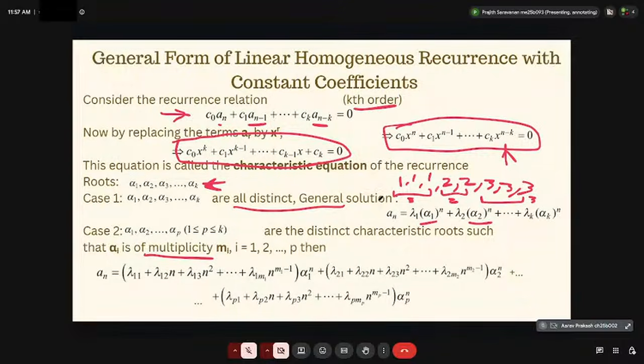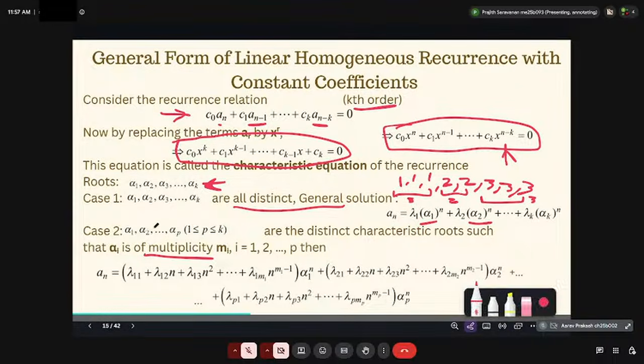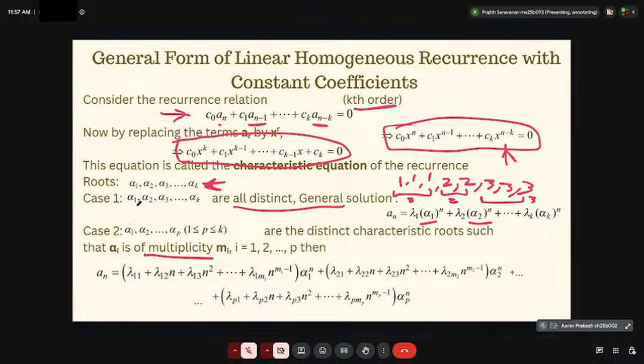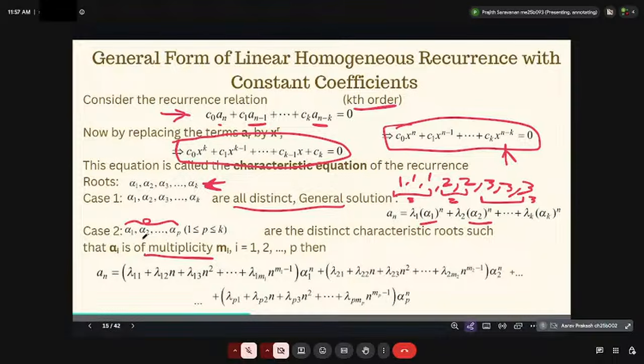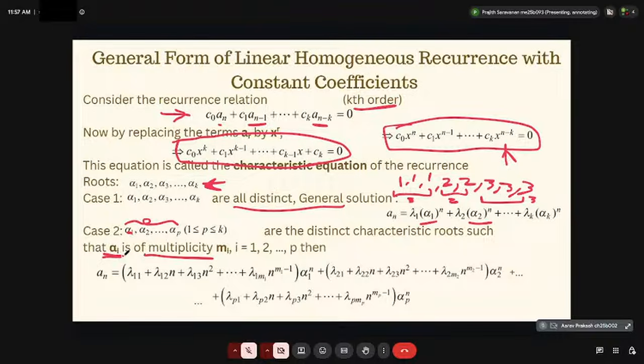So if you say the multiplicity of this root is 3, that is what is mi. Consider that instead of k distinct roots, we are having only p distinct roots. So p is a value which is less than or equal to k, and there are only p distinct roots. So there are a couple of roots which have a multiplicity of more than one, because of which we will cover all k roots. So let alpha i, which is the ith root, have a multiplicity of mi.